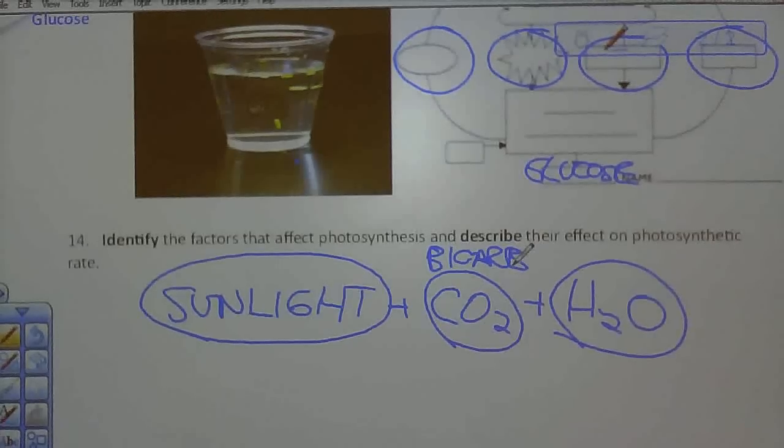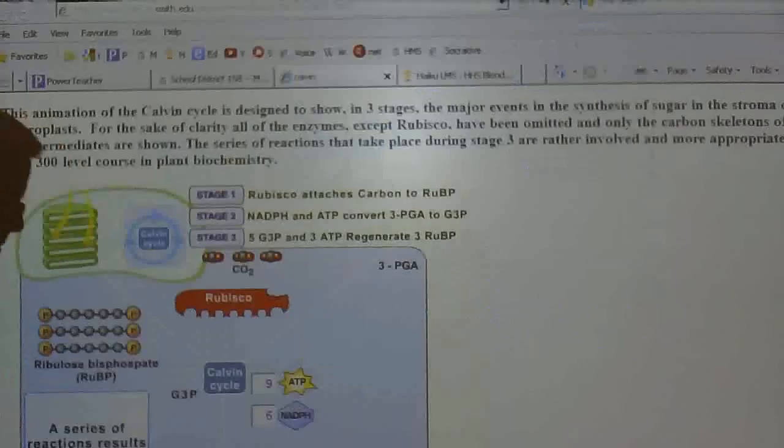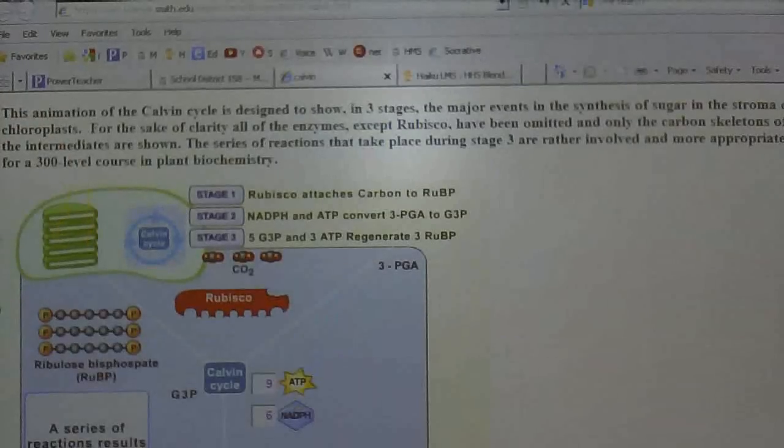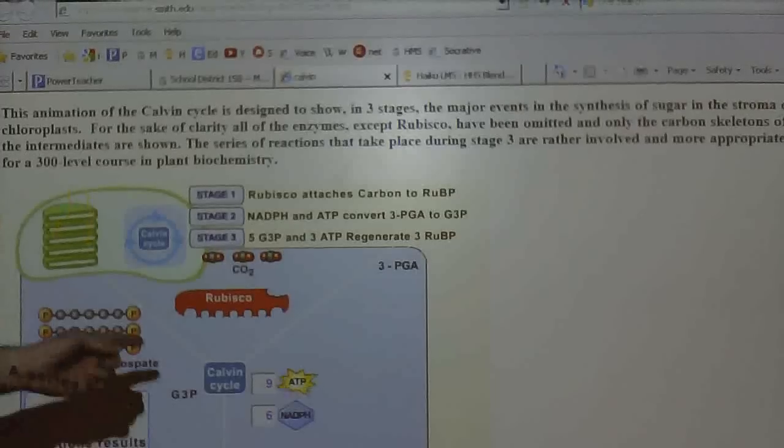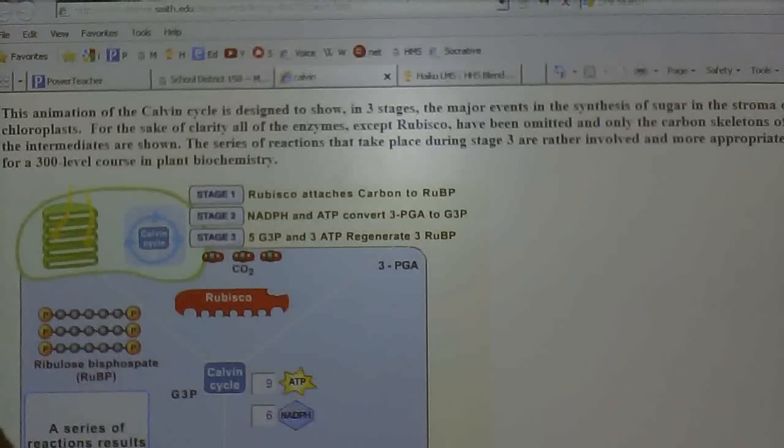So that finishes up the photosynthesis notes. A really good thing to do is to go back and watch this animation right here of the Calvin cycle so that you can understand the process completely.